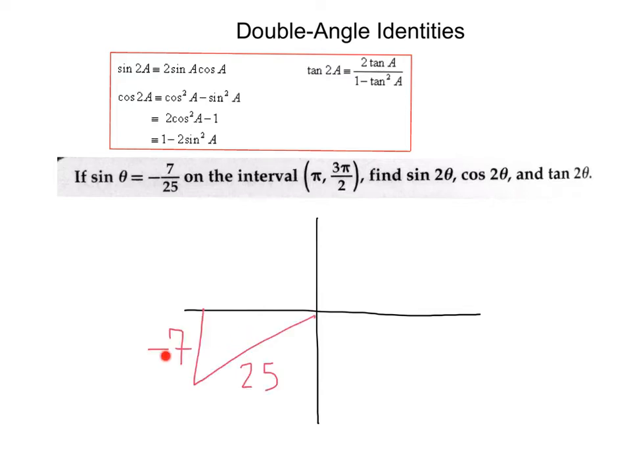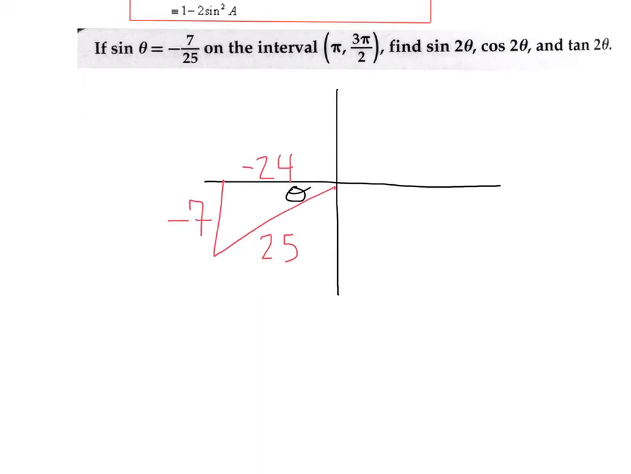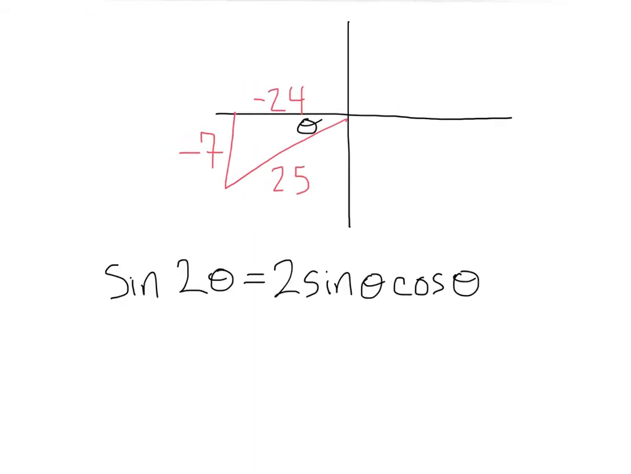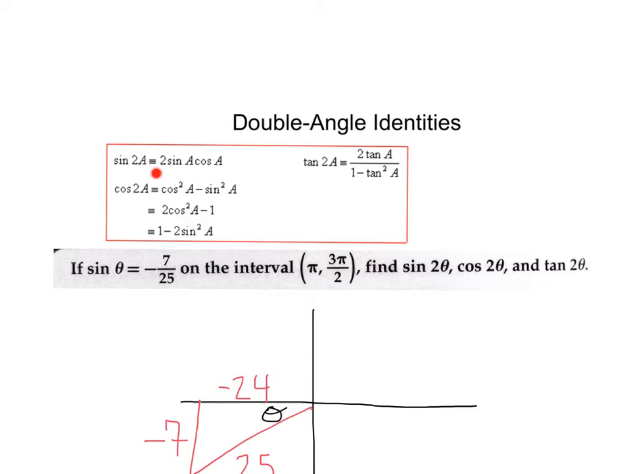Let's go ahead and draw that triangle. That gives us an opposite side of negative 7 and a hypotenuse of 25. Doing Pythagorean theorem, we get an adjacent side of 24, but we're going to make it negative because we're on the negative x-axis. And of course, this is going to be our theta. Now, first things first, we want to find sine 2 theta. And the identity for sine 2 theta is 2 sine theta cosine theta. I just got that from our double angle identity for sine.